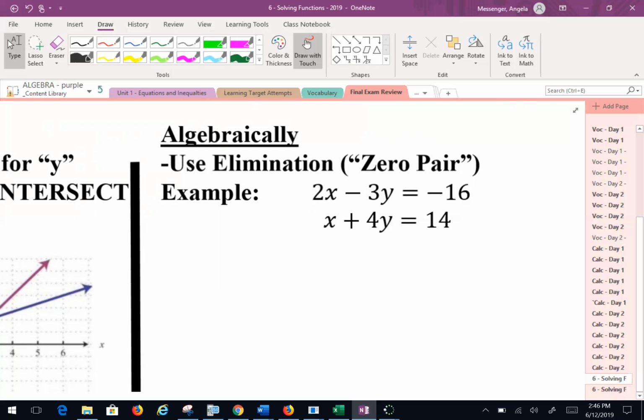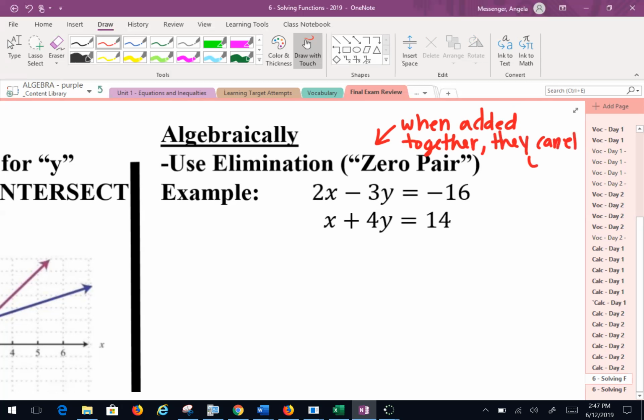What does it mean, zero pair? They equal zero when you add them together. So like, yeah, they cancel out. Two numbers that cancel out, right? Like 7 and negative 7. That's what a zero pair is. Yep.